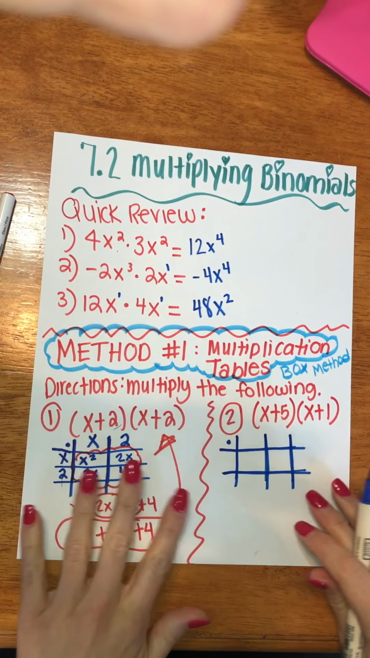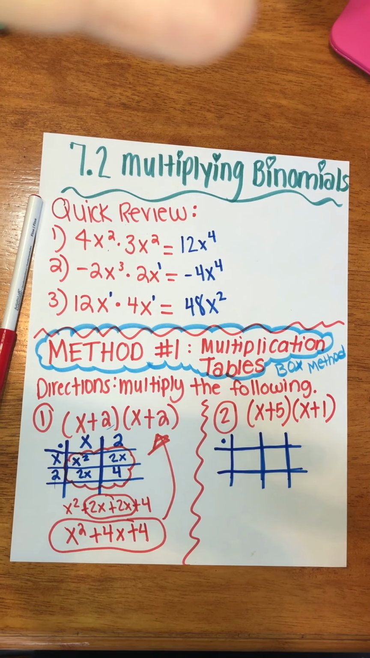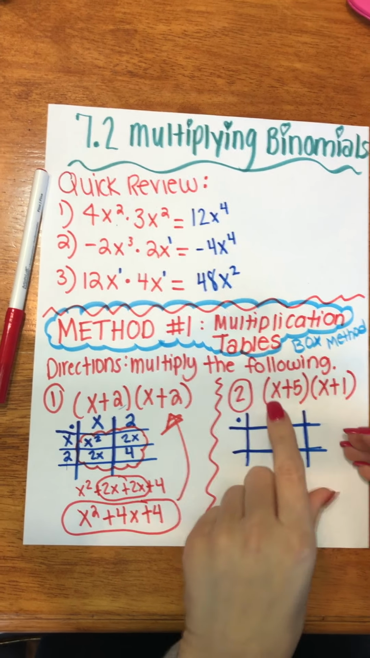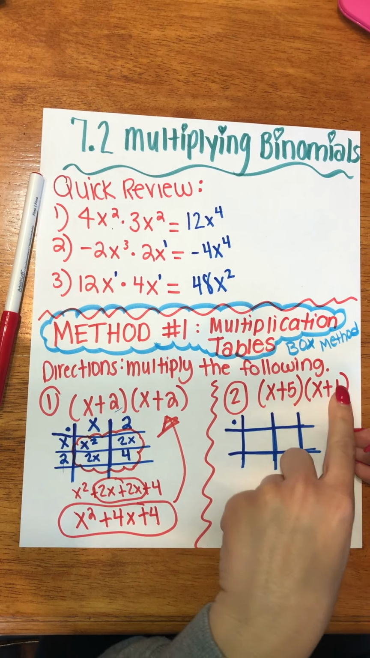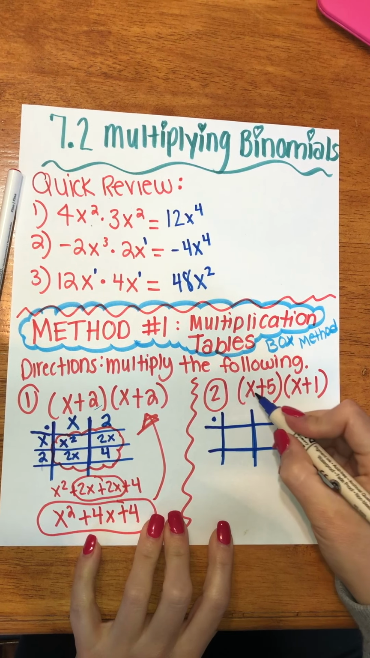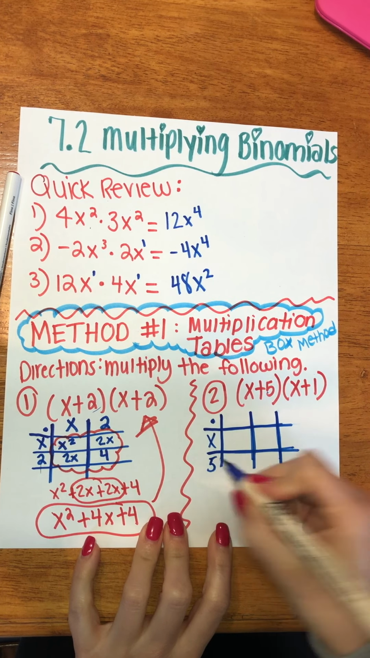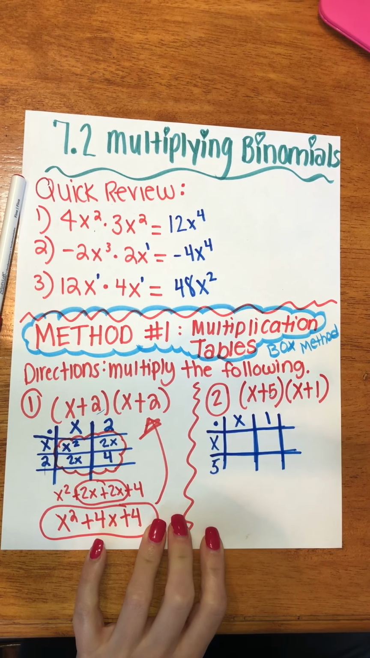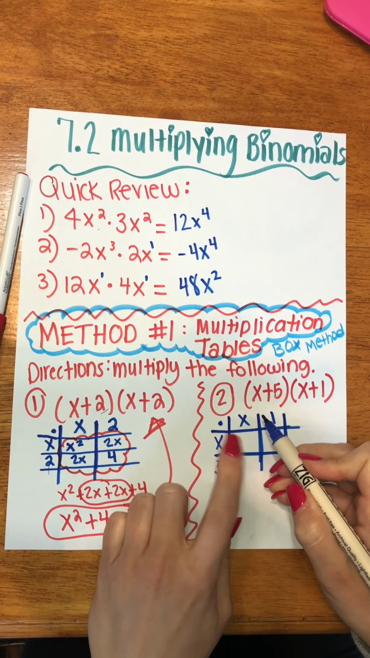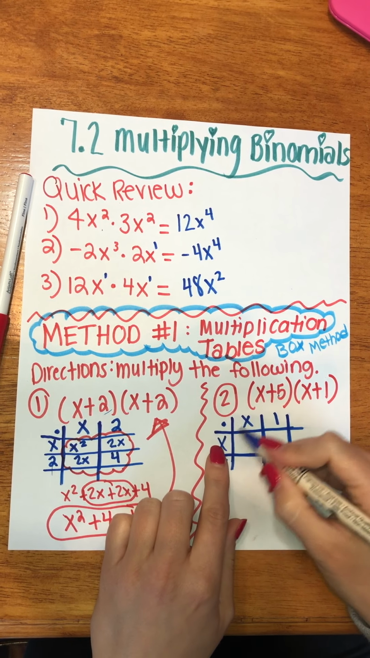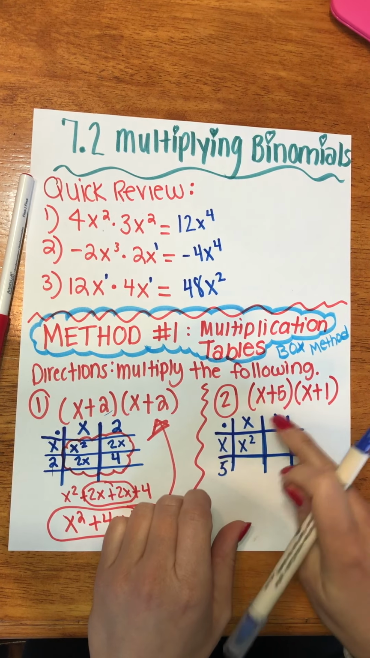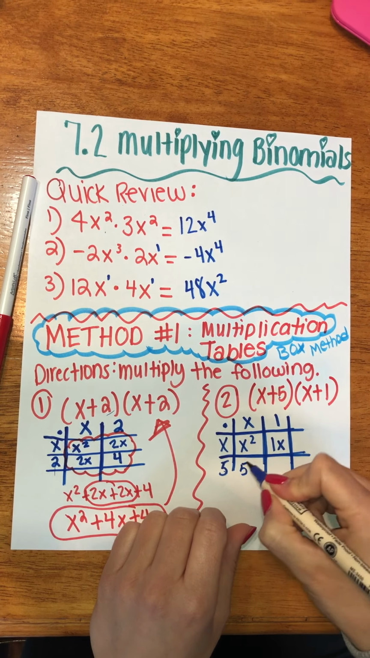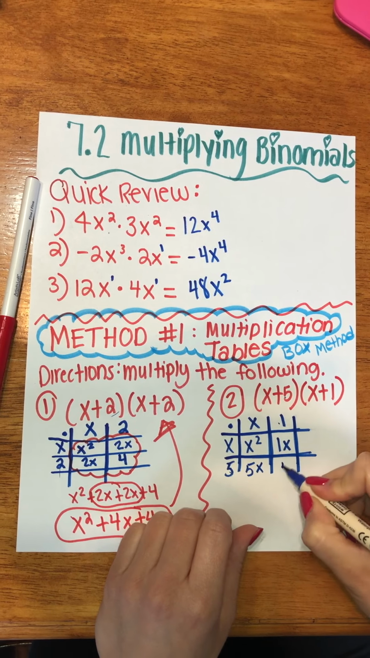All right, number 2. I got x plus 5 times x plus 1. Okay, this one goes on the left side. This one goes on the top. So you put the x here, the 5 here. Then you take this, you put that here. You put the 1 right there. And then you multiply the first thing to everything up top. So x times x is x squared. x times 1 is 1x. 5 times x, 5x, and then 5 times 1 is 5.